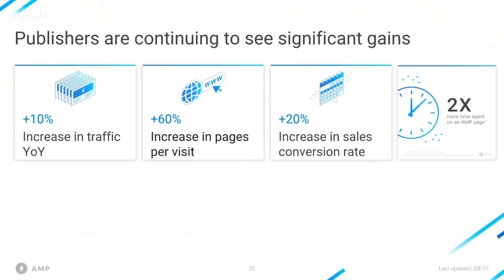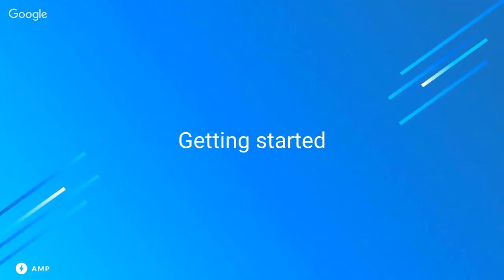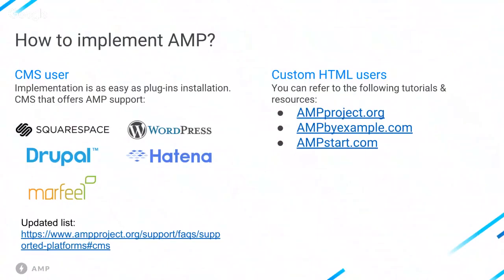So the next question is how you get started with AMP. Again, it depends on how you build your site. For supported CMS such as WordPress, implementation is as simple as plugin installation. You can leverage the support for AMP provided by the respective CMS.